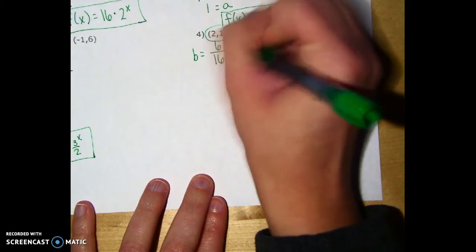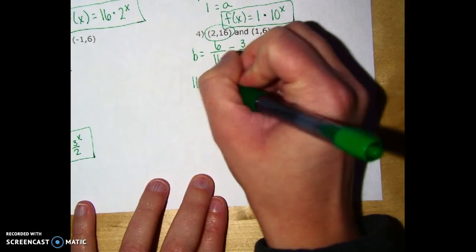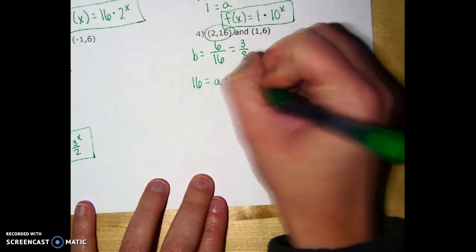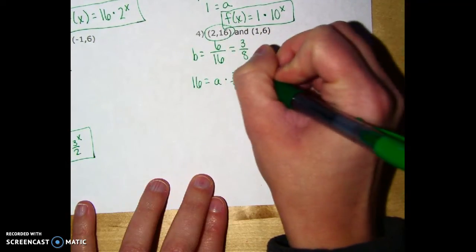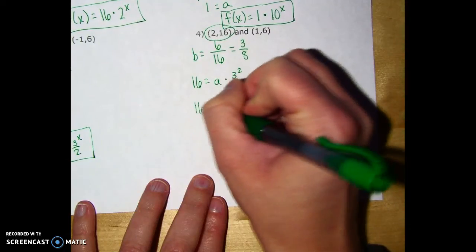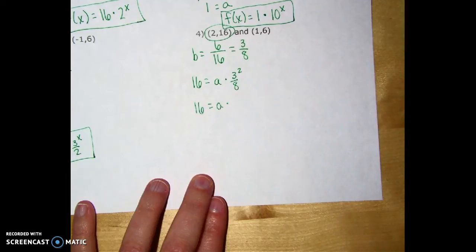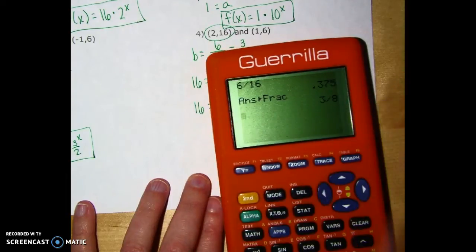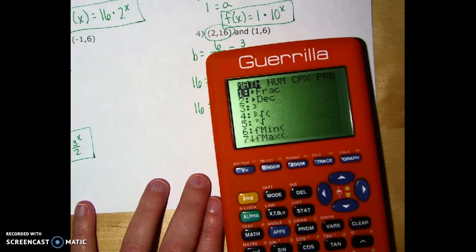Okay, I'm going to use the first point. So 16 equals a times 3/8 to the second power. For 3/8 to the second power, you should have put 3/8 inside parentheses and then square it to get that. But then hit math, enter, enter. That's 9/64.